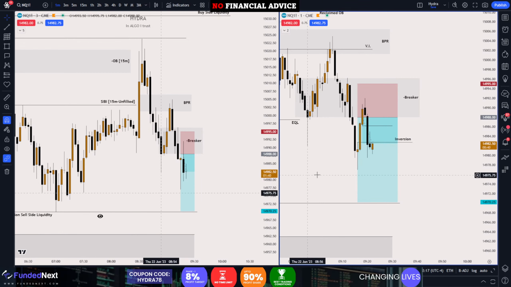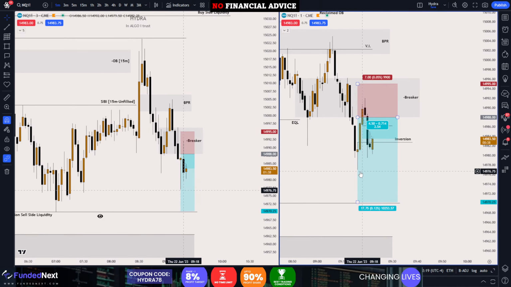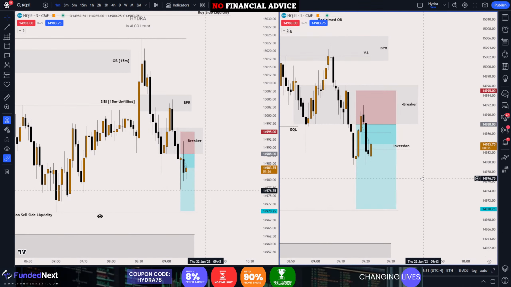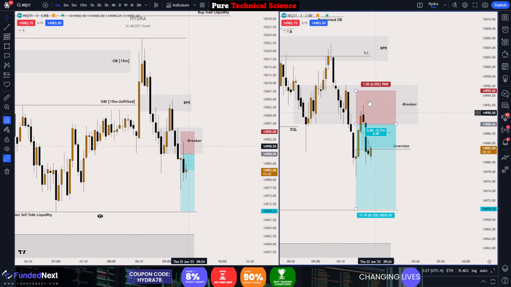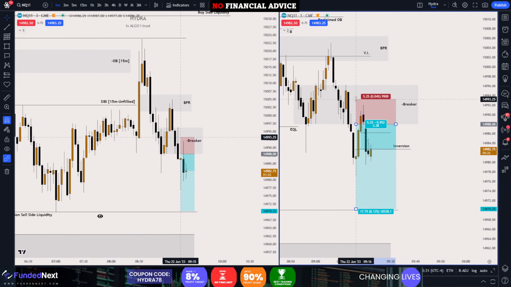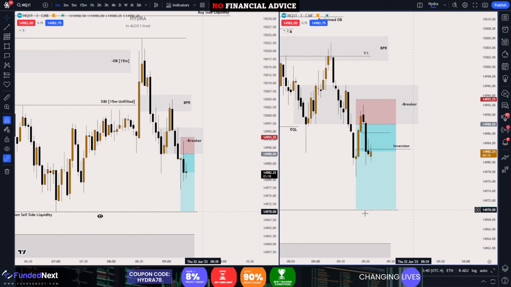So a partial in this trade will be below this low right here. Okay. So suppose if I was trading this setup, I'll just move my stop loss to the mean threshold of this order block. Once price gives me a partial, I'll move my stop loss to break even.